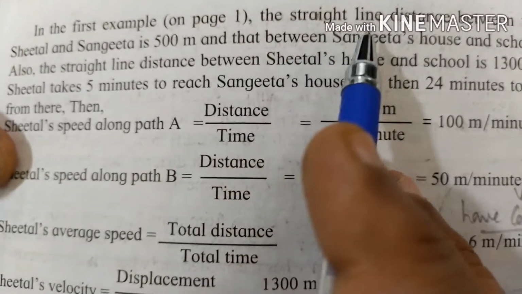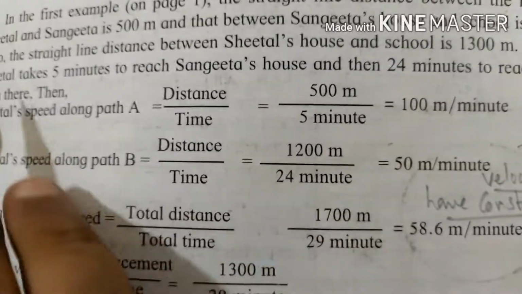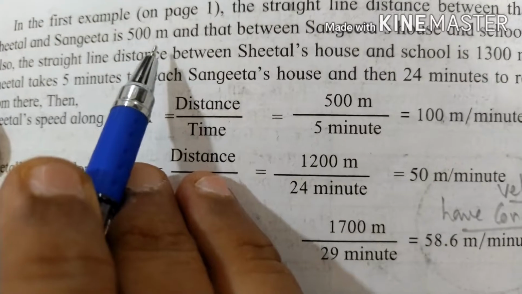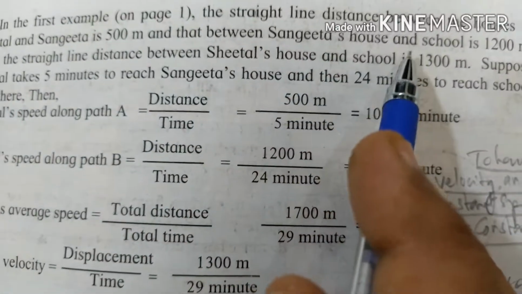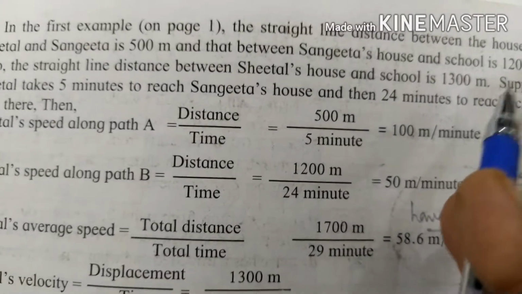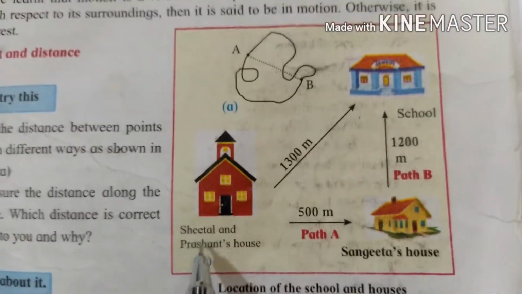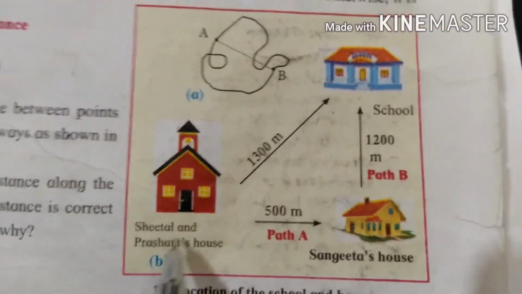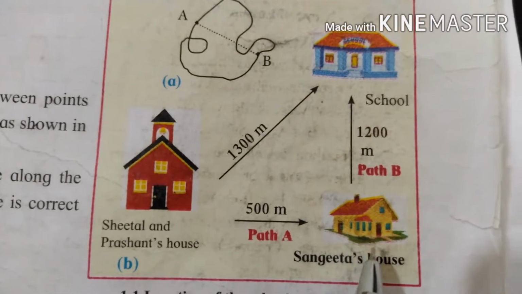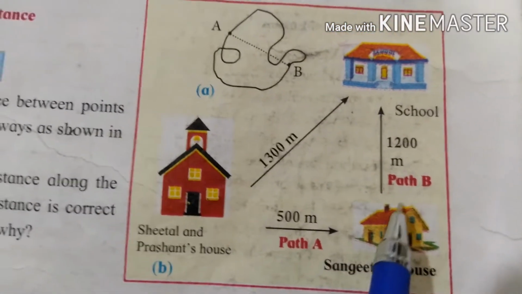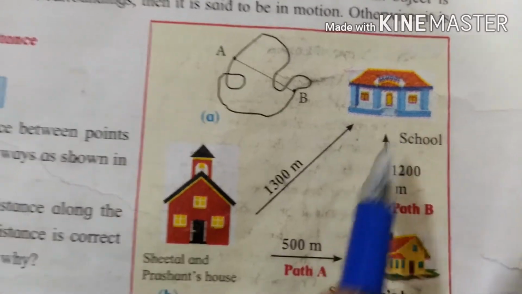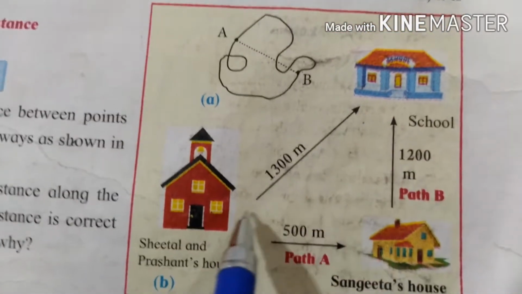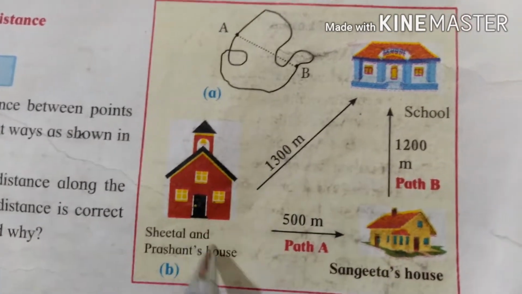Now in the first example on page 1, the straight line distance between the houses of Sheetal and Sangeeta is 500 meter, and that between Sangeeta's house and school is 1200 meter. Now we will see this first page. This is the house of Sheetal and Prashant. Sheetal is going by path A, 500 meter, to Sangeeta's house, and from Sangeeta's house by path B to the school, and Prashant is going directly to the school. So this is the displacement and this is the distance.